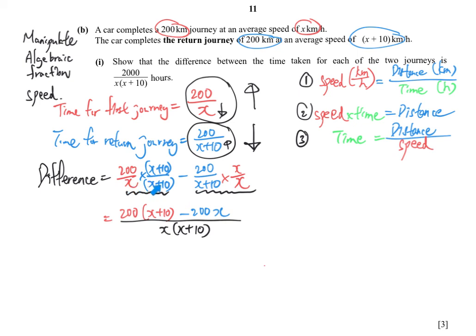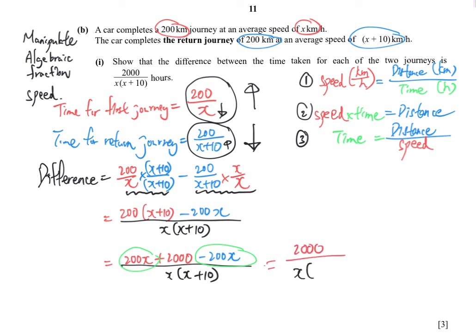So you can get the same denominator for these two terms. As you can see, these two terms having the same denominator, x times x plus 10. So you can just write that here in the denominator. And for the numerator, this times the bracket x plus 10, and then minus 200 times x. And then you just break the bracket in the numerator. So you will get 200x plus 2000, and then minus the blue thing. And you will discover that these two will cancel out. So you will just get 2000 divided by x and then bracket x plus 10. So this is what the question wants you to show.